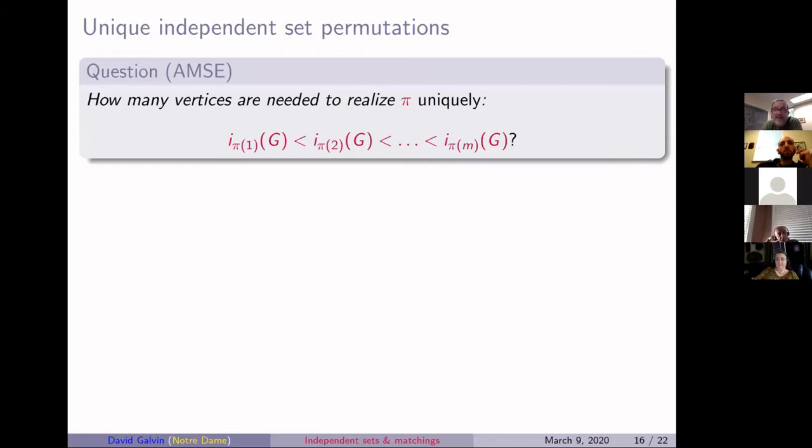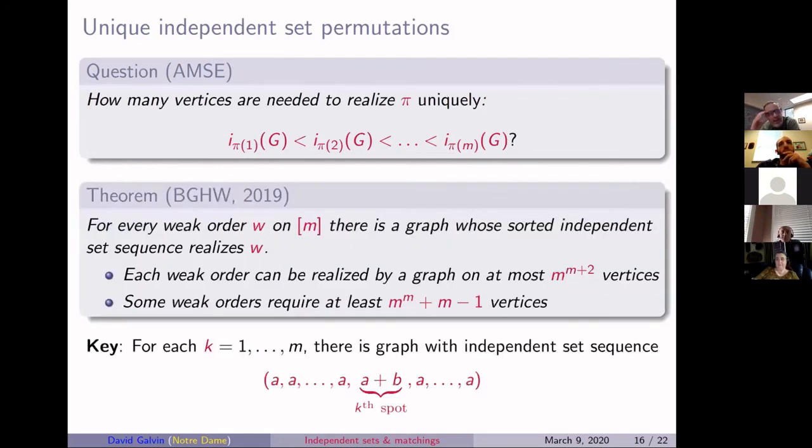Now, we can say something about this problem. So what we were able to say was, about the natural generalization of it simply to weak orders. So you give me a weak order on M, meaning you say who are the bunch of people who are tied for last, who are the bunch of people who are tied for second from last, and so on. I can give you a graph whose sorted independent set sequence realizes that weak order. All the guys who are at the bottom of the weak order are tied at the bottom of the independent set sequence, and so on.